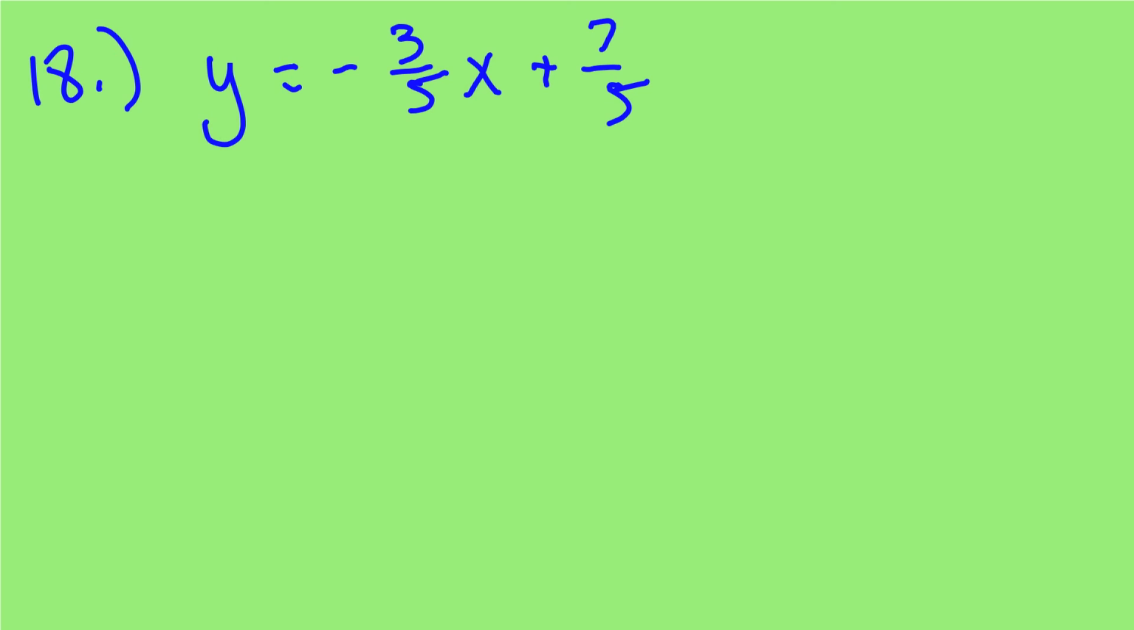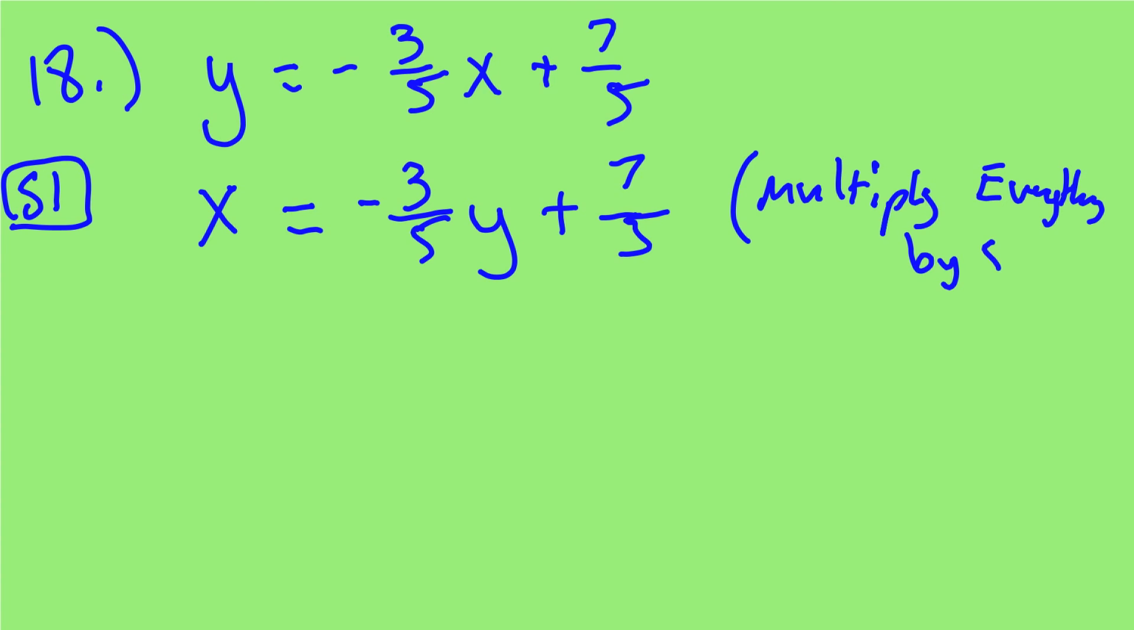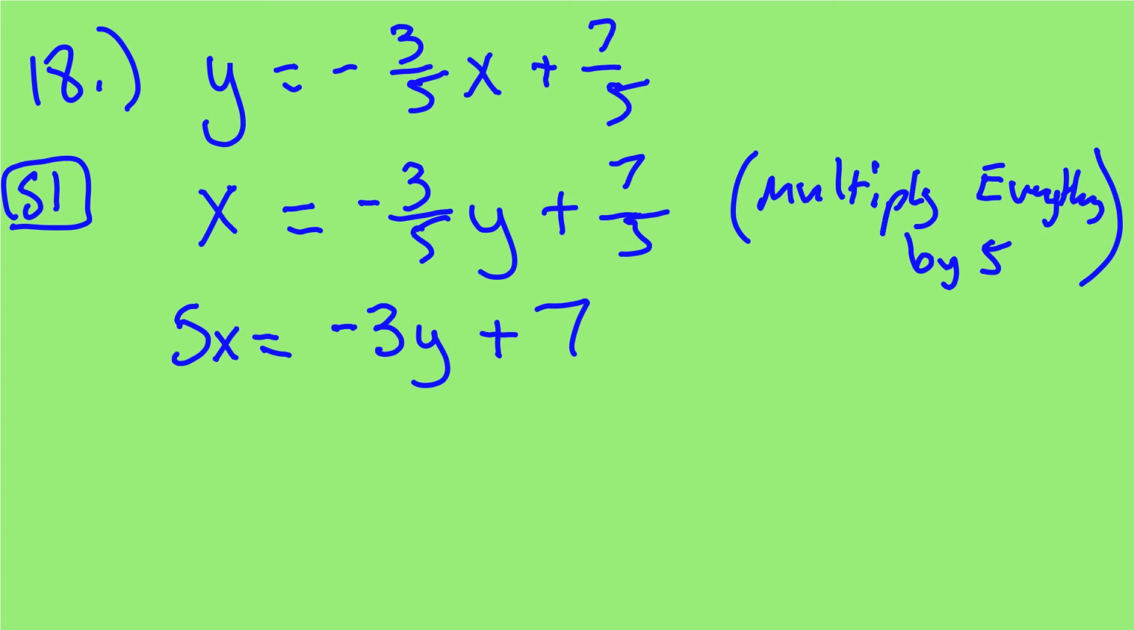18, I have y is equal to negative 3/5 x plus 7/5. So step 1 says I'm going to switch x and y. So there's step 1. I have x is equal to negative 3/5 y plus 7/5. Now what I'm going to do is multiply everything by 5 so I can get rid of all these fractions, because I know you guys don't like fractions. So I have 5x equals negative 3y plus 7.